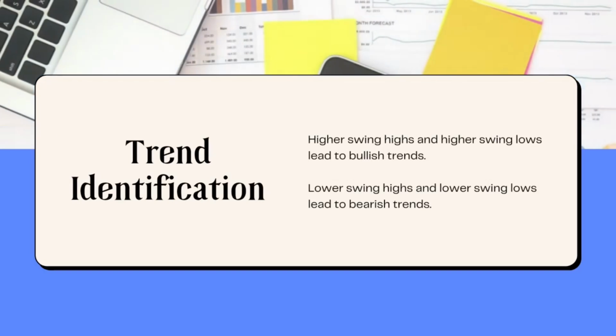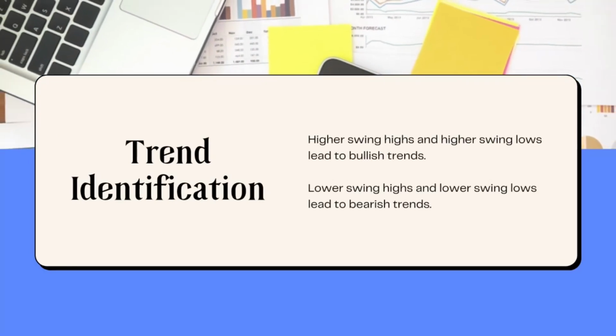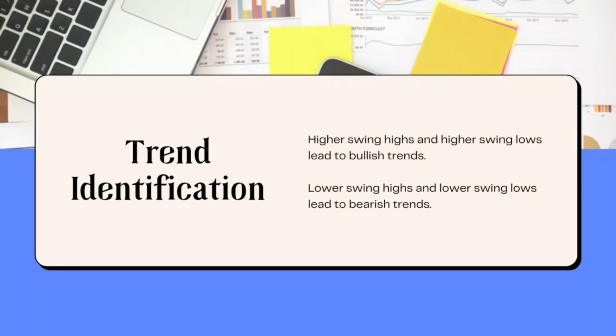When it comes to identifying the trend, we know the trend formula from part 1. Higher swing highs and higher swing lows lead to bullish trends. Lower swing highs and lower swing lows lead to bearish trends. This is very crucial in identifying the trend. If you haven't understood the trend formula, please go back and watch part 1.